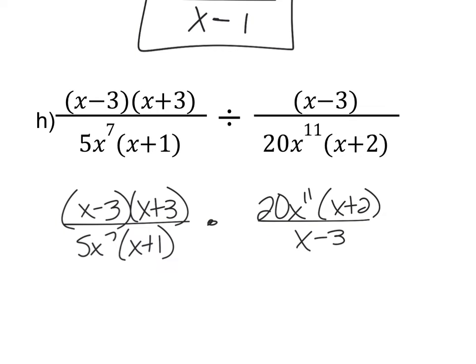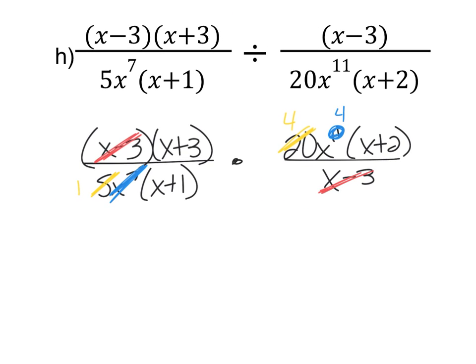So I'm going to cancel, looks like x minus 3 cancels. The 5 and the 20 cancel, so divide both of them by 5, so that becomes 1 and 4. And then your solo x's out front cancel, so you have 11 on top and 7 on the bottom. So that means 7 of them cancel. So all of them cancel on the bottom, and you're left with x to the 4th in the numerator. Okay, I think that's it.